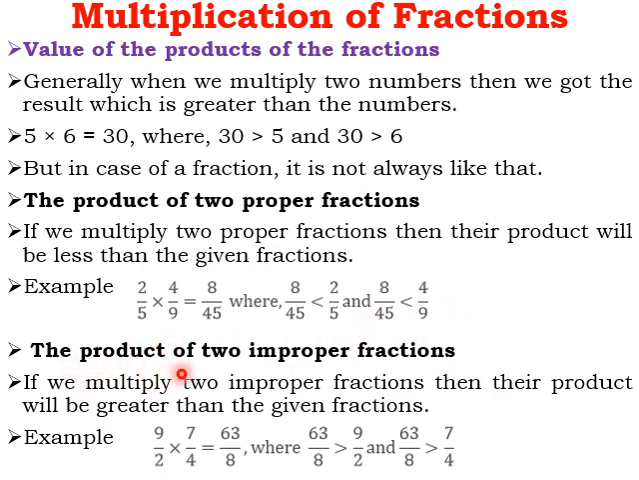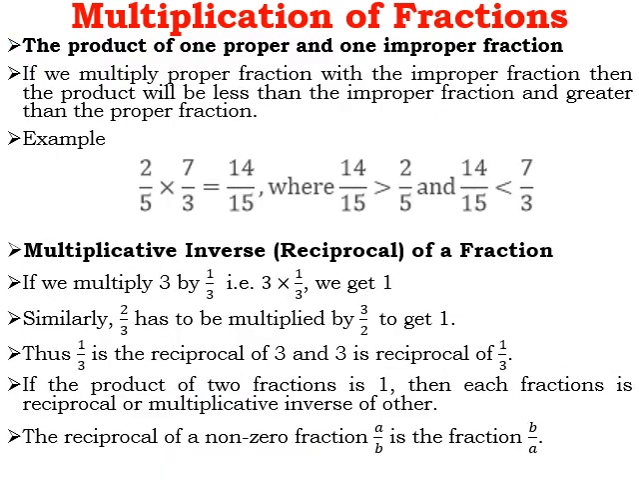The product of two improper fractions. If we multiply two improper fractions, then their product will be greater than the given fractions. One more example. Let us have a look. 9 by 2 into 7 by 4 is 9 into 7 is 63 and 2 into 4 is 8. Where 63 by 8 is greater than 9 by 2 and 63 by 8 is greater than 7 by 4.